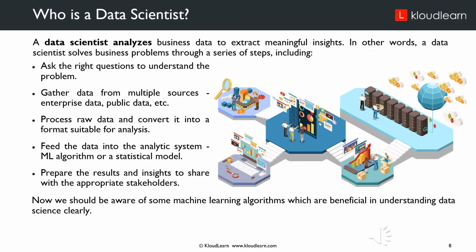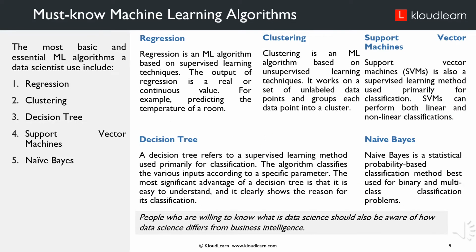Now, we should be aware of some machine learning algorithms which are beneficial in understanding data science clearly. Must know machine learning algorithms. The most basic and essential machine learning algorithms that data scientists use include regression, clustering, decision tree, support vector machines, naive Bayes.